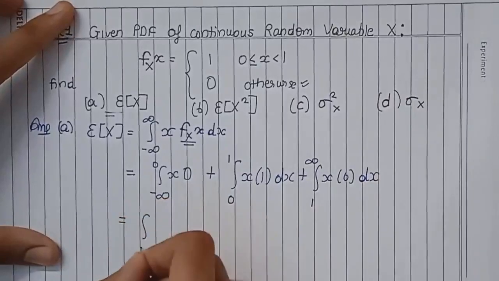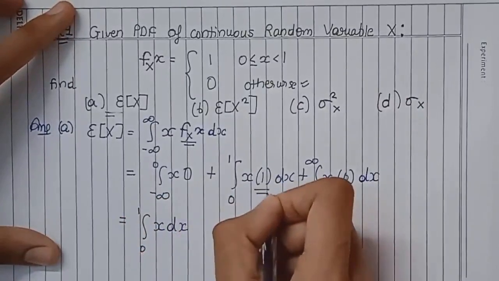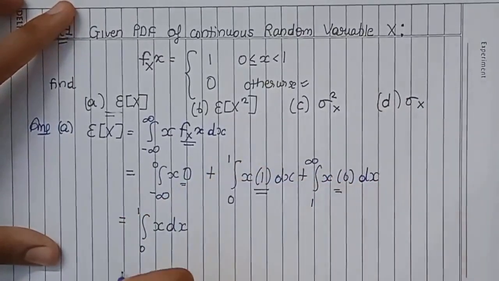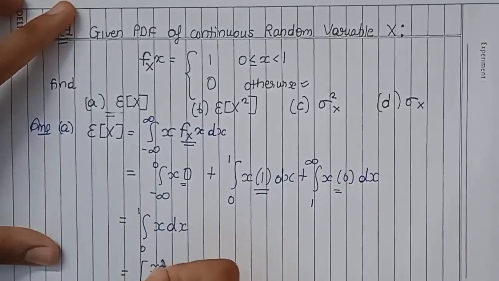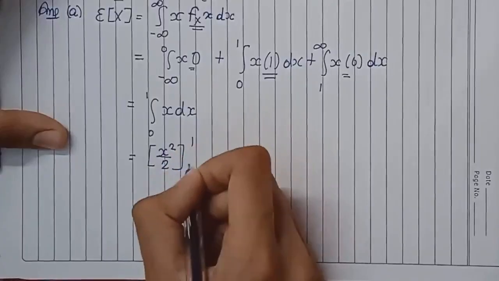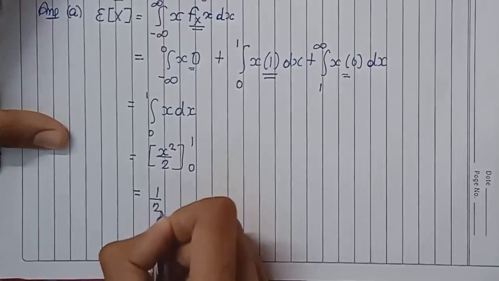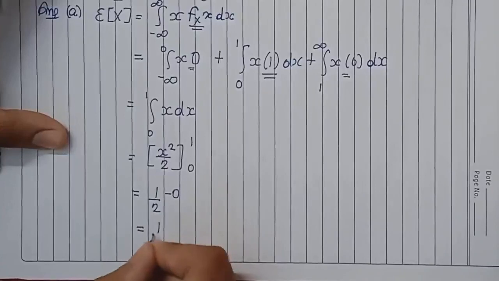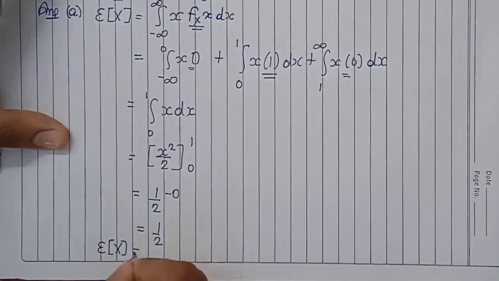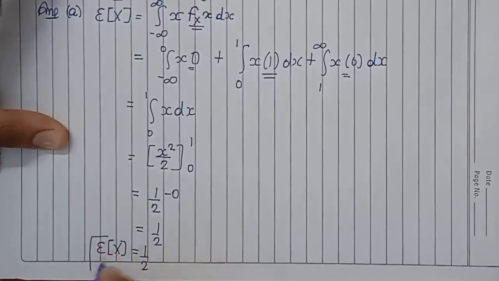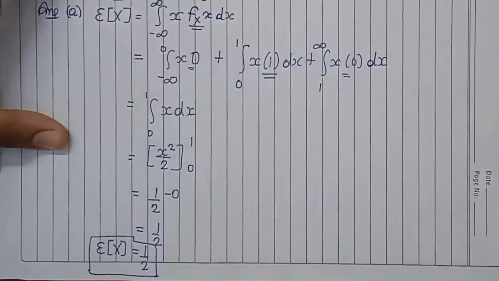So it is simply equal to integration from 0 to 1 of x dx, which is this expression because these two expressions were 0. Now if we will integrate this, we are going to get x square upon 2, and the range is from 1 to 0. Putting the limits, you are going to get 1 upon 2 minus 0, which is finally equal to 1 upon 2. So in this particular case, the expectation of x is equal to 1 by 2. Now I hope that this example is clear to you.